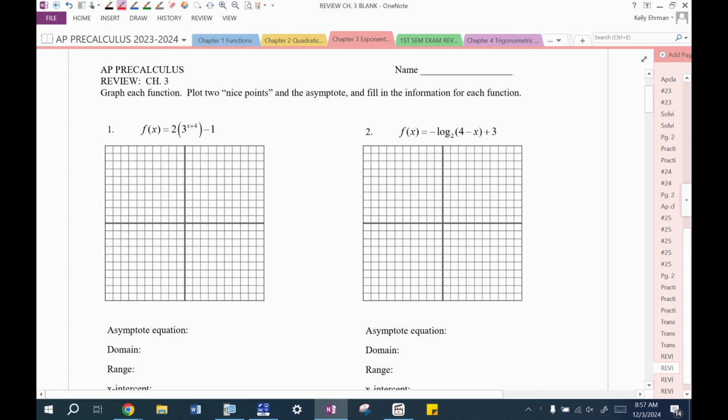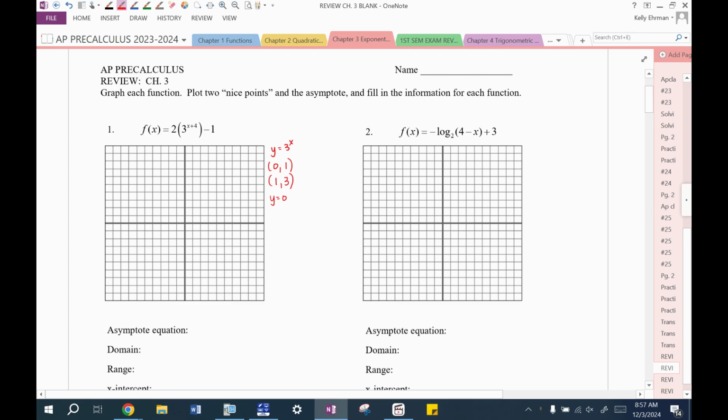So to begin with, this is a 3 to the x parent function. So you need to know what the two nice points are. For exponentials, when you plug in 0, you get 1. When you plug in 1, you get the base number, which is 3. And they begin with a horizontal asymptote, y equals 0.